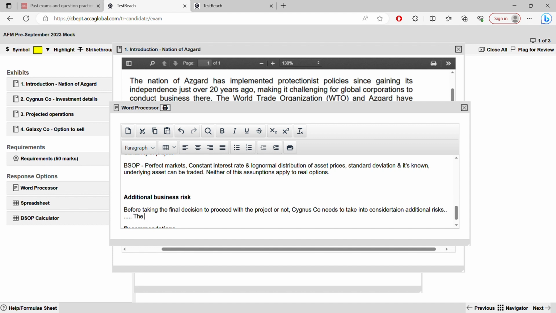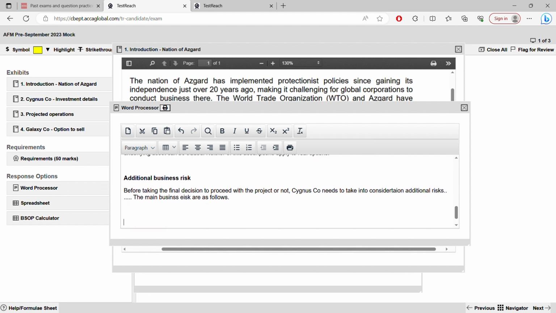Main business risks are as follows. Like this you introduce. One or two lines is enough. One line is also enough. Now you write one by one. One business risk, one paragraph. Okay.